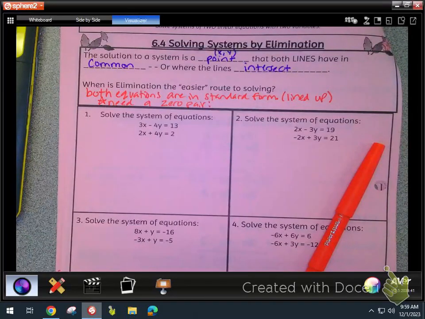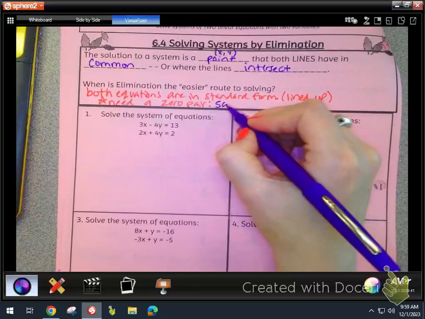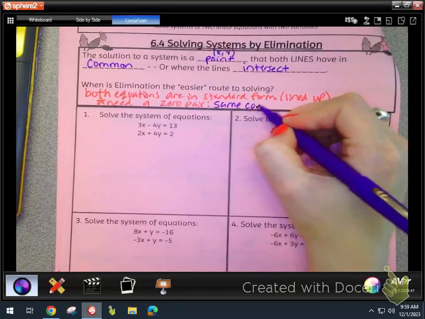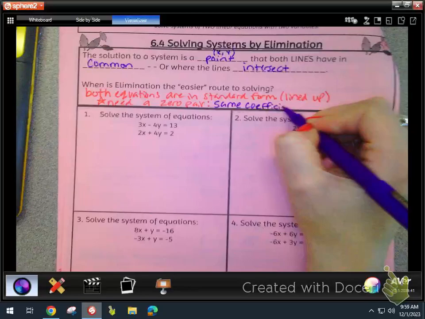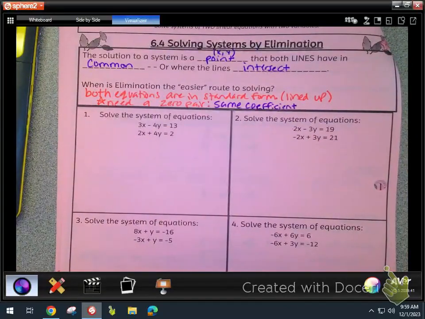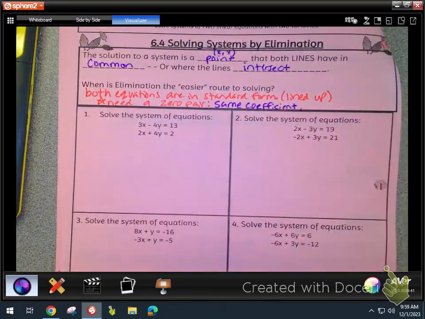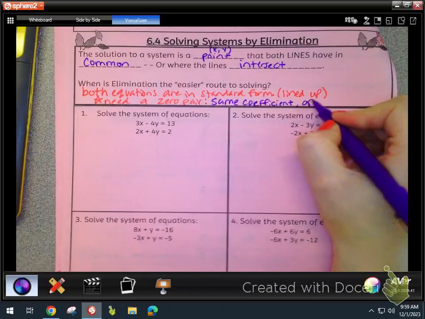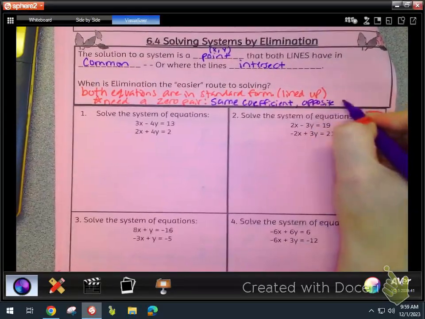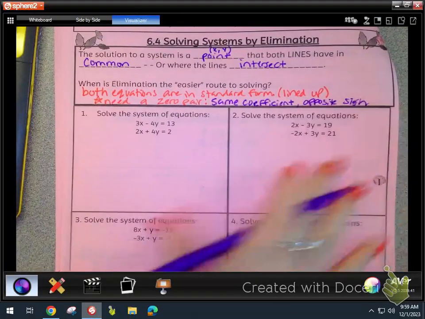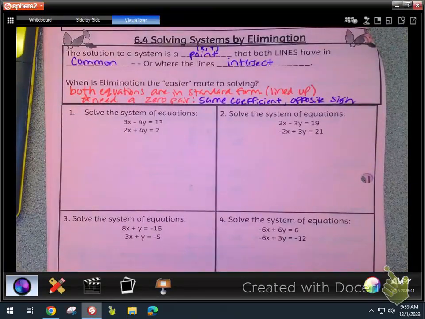Positive 5y. So to be a 0 pair, here's what we need. We need the same coefficient. I'm using some vocab. What is a coefficient? The number before the variable. So those need to be the same. Okay? But to be 0, you can't have a 2 and a 2. You have to have a 2 and a -2. So they need to be the same number, but opposite sign. That's going to make them add to be 0.